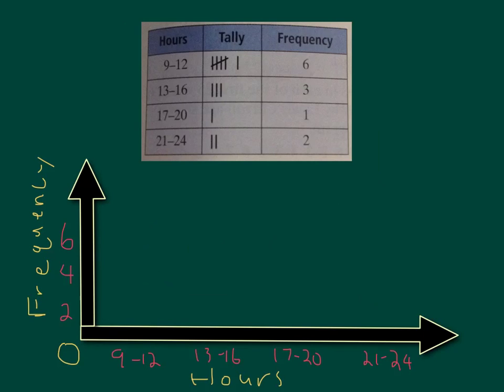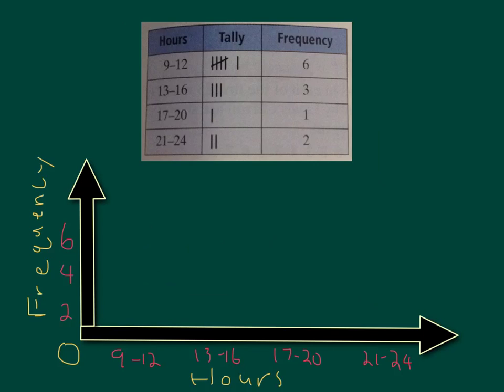A couple of important things to remember about a histogram is that they are graphs where your data is grouped into intervals. The intervals should be equal size and not overlap. And each bar's height shows the frequency of the data. So let's go ahead and try to make our graph for this histogram.